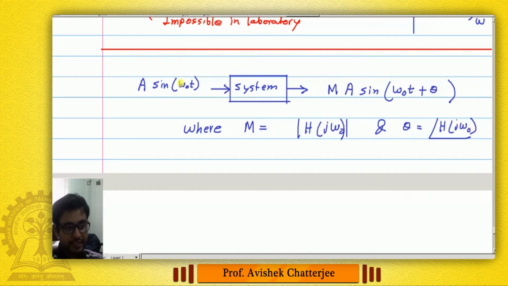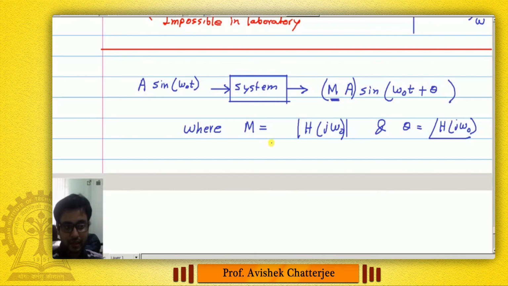Now you can change omega naught, you can give different frequencies and record what is the output that you observe. Since you know the amplitude of the input, you can measure the amplitude of the output, and then if you divide this amplitude by the amplitude of input, you will get m.